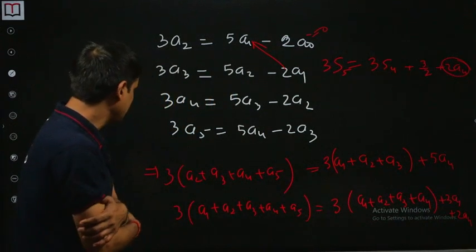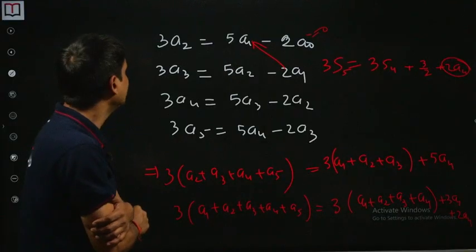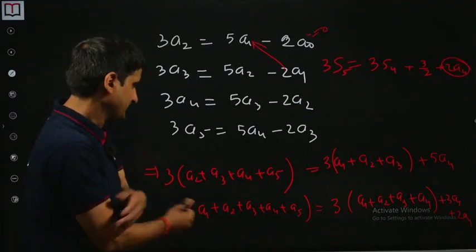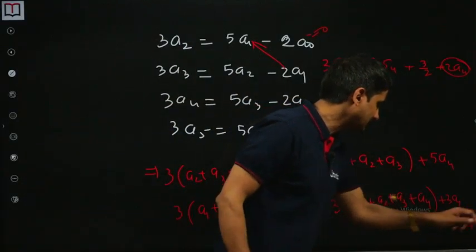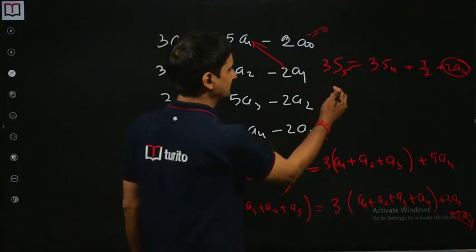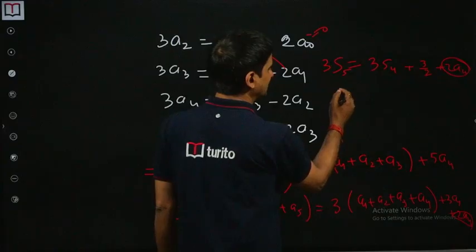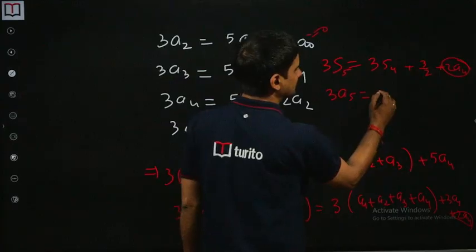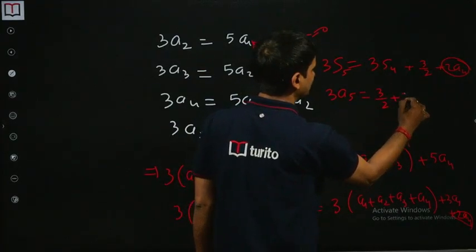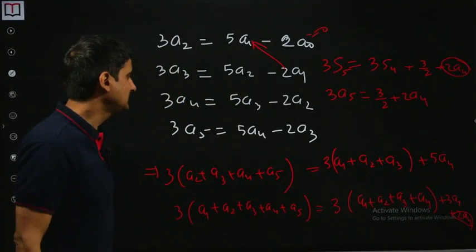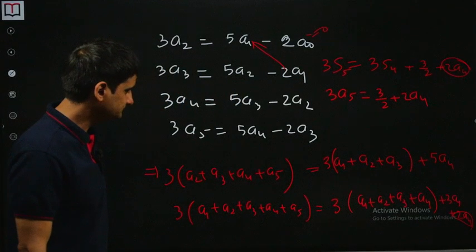Okay, but then the problem is that we need a4 here, isn't that so? So we need a4 here. So 3s5. So I mean, we got 3a5 is equal to 3 by 2 plus 2a4. Then that didn't help, no, bacho.